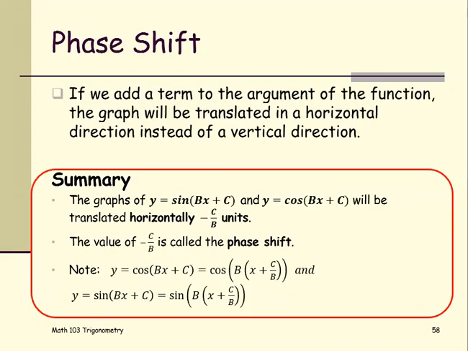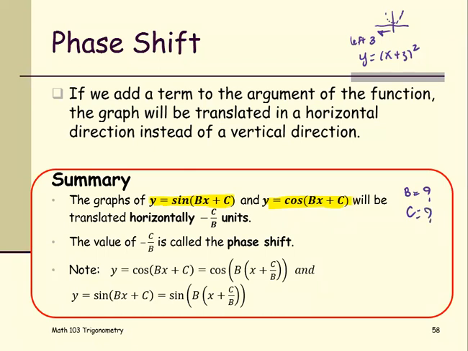The phase shift. In this case, we add a term to the argument of the function. The graph will be translated in the horizontal direction instead of the vertical direction, like the graph of y equals the quantity x plus 3 to the second, which gives the translation to the left 3 units. For the graph of sine and cosine, we have the pattern y equals sine of the quantity bx plus c, or y equals cosine of bx plus c. With this pattern, we are going to identify what your b value and c value are.